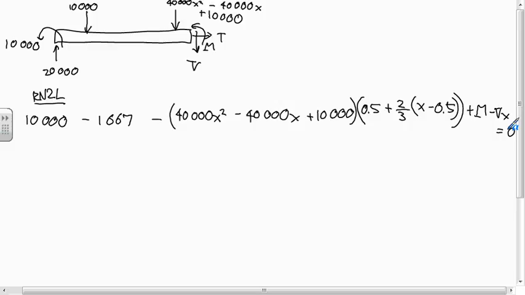How do you get the x minus 0.5? The location on the left? This? 0.5 plus... Yeah, so okay, the triangle is like this, right? And this distance is x minus 0.5. And so it's 0.5 to get here plus 2/3 of the way along x minus 0.5.